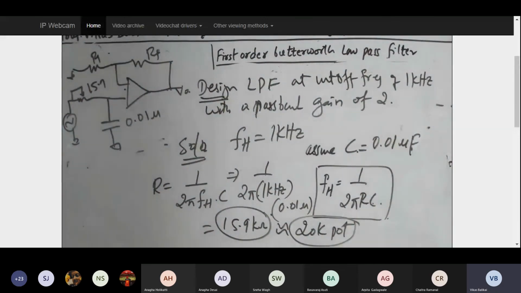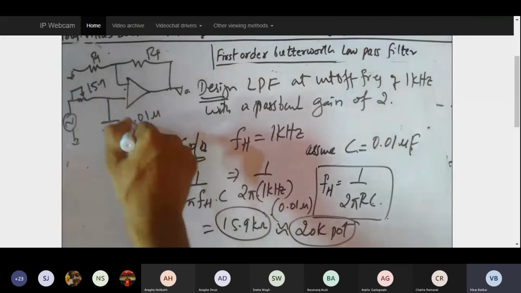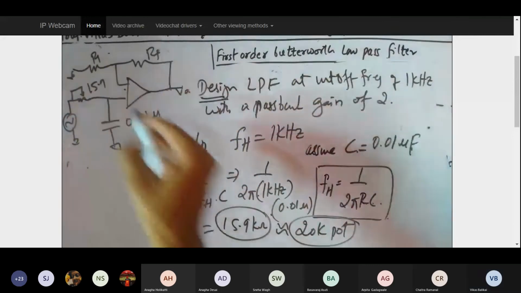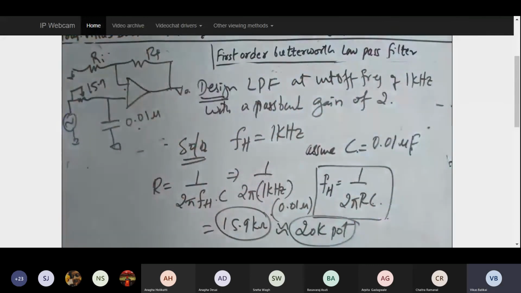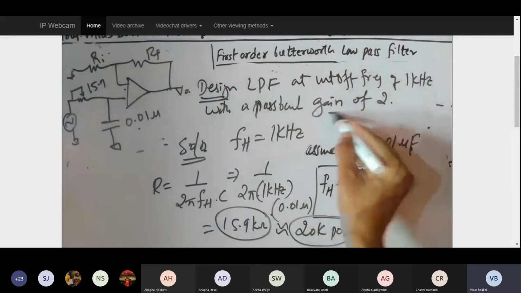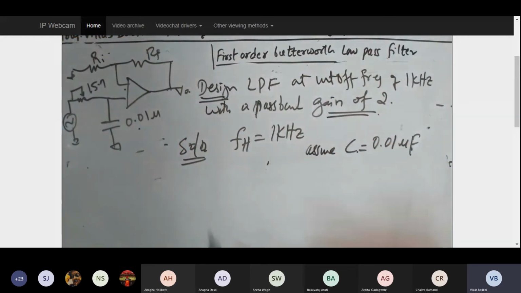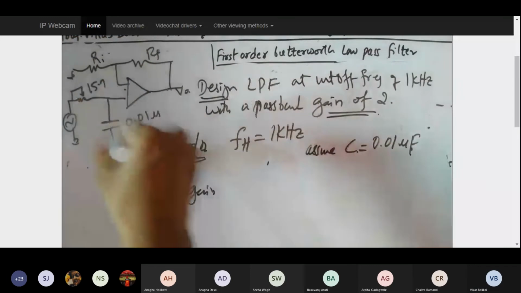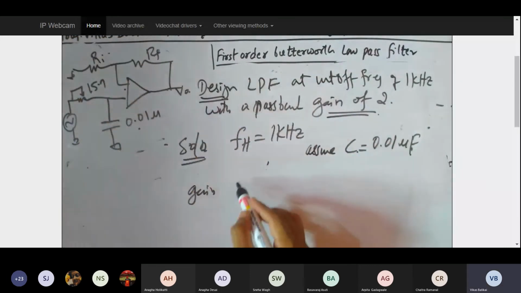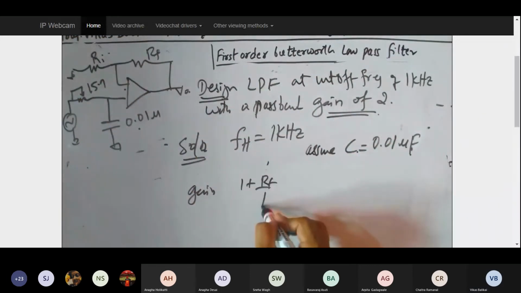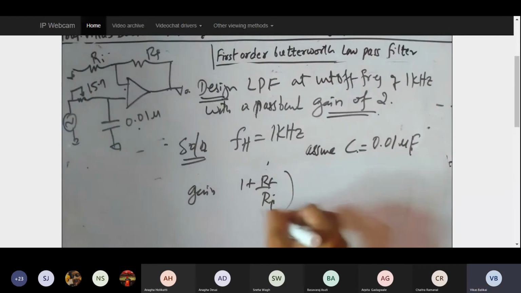Now what is it that he is asking? One thing he has given, the passband gain is of 2. Now I know this resistance, I know this capacitance. What about R1, Ri and Rf? I cannot even assume those. So to obtain that, I should make use of what he has given, a passband gain of 2. So what is the gain of this entire op-amp? It is 1 plus Rf by Ri. This is my passband gain.